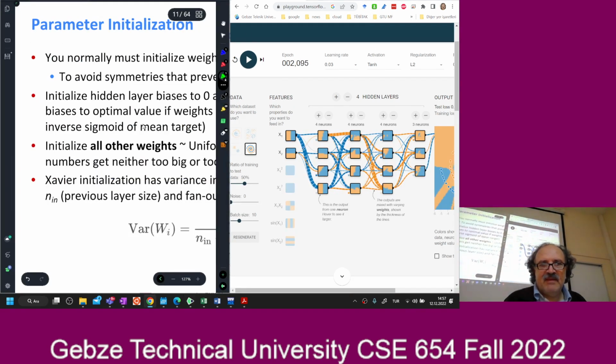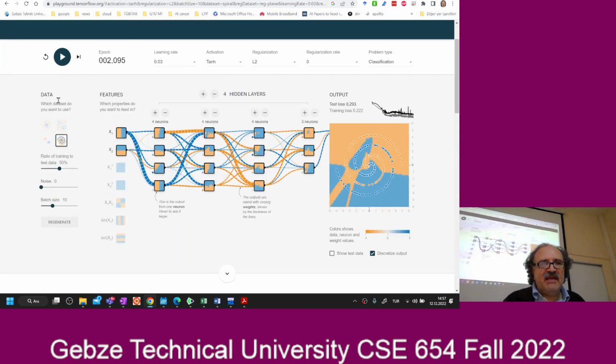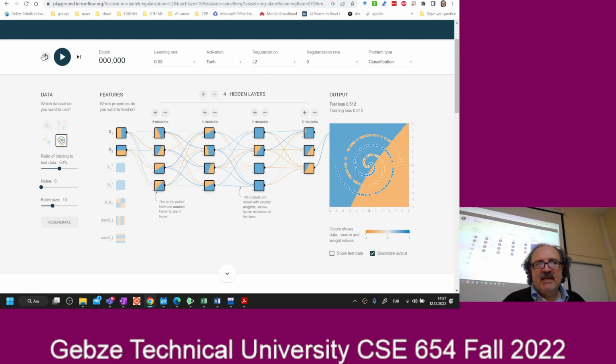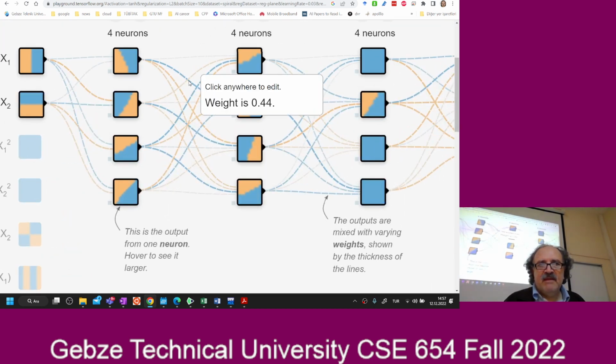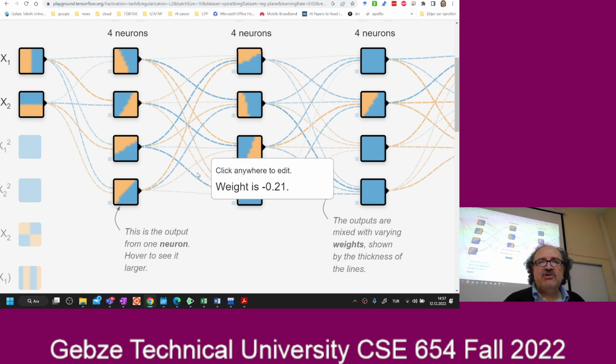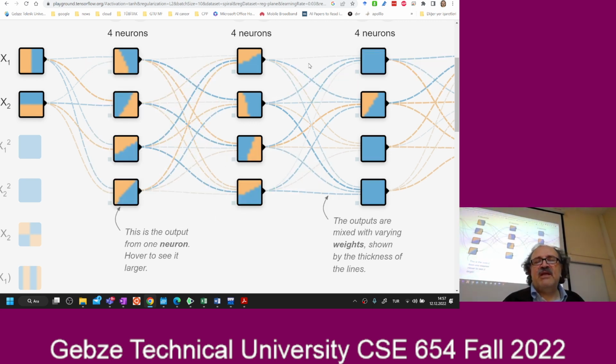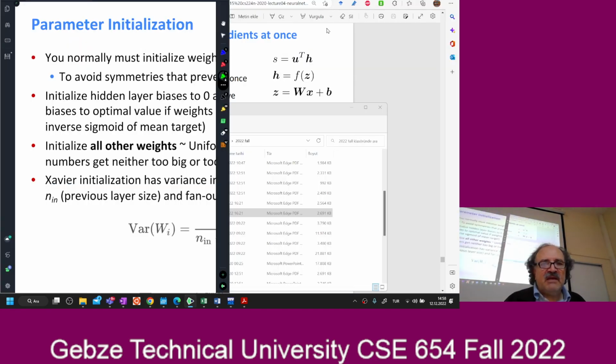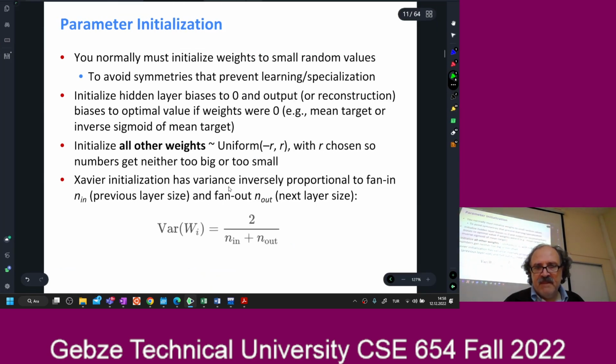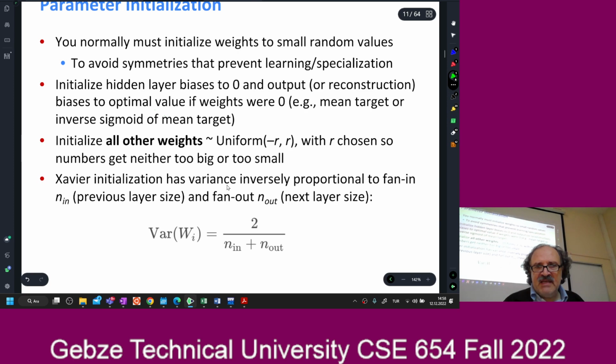Let's stop it. Okay, so how did I initialize this one at the beginning? Let's stop it and start from the beginning. Initializations, see, these are the initial numbers. Random numbers around 0. Usually I take them from a Gaussian distribution around 0. Don't make them symmetric, don't make them all zeros, don't make them the same numbers. There are initialization techniques for this. Xavier initialization has variance inversely proportional to fan-in. Fan-in is how many inputs I have.